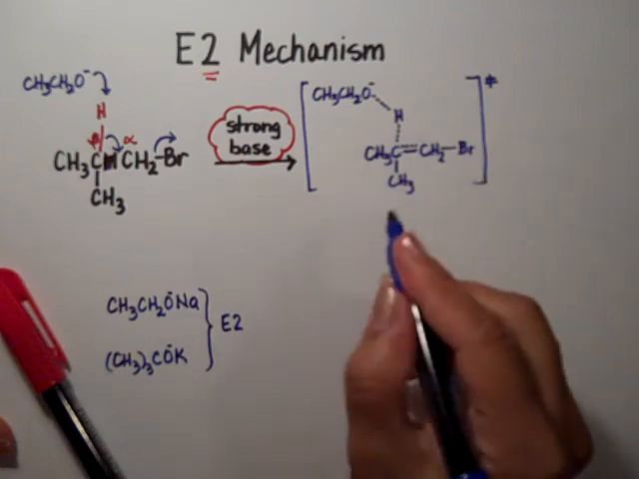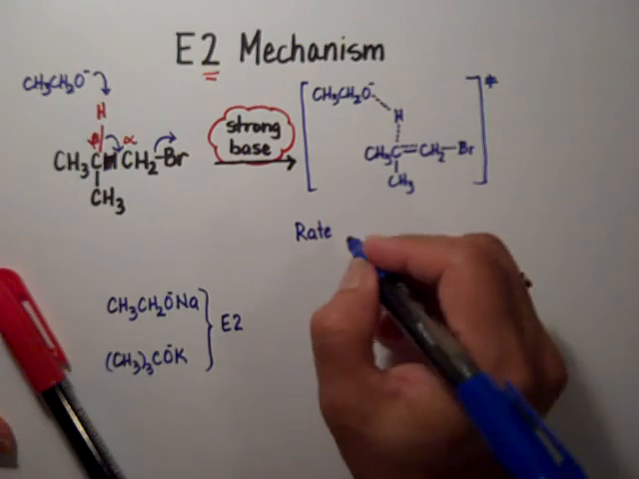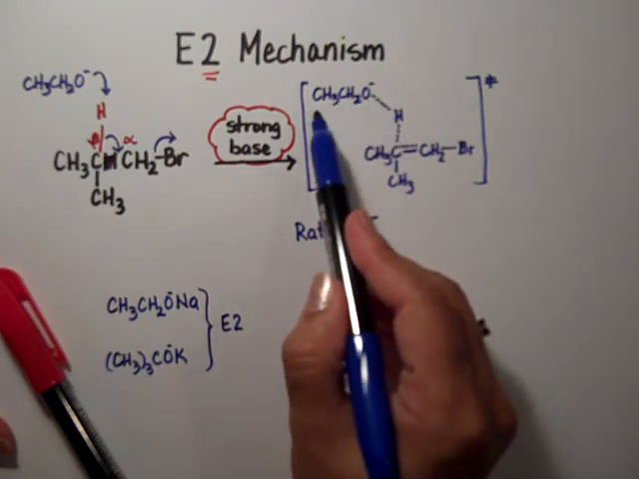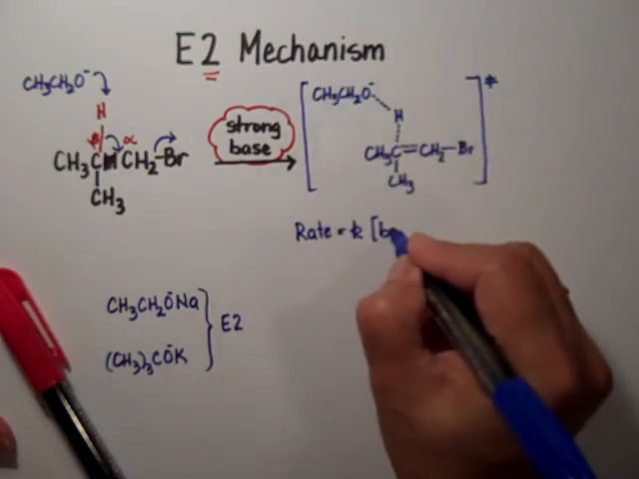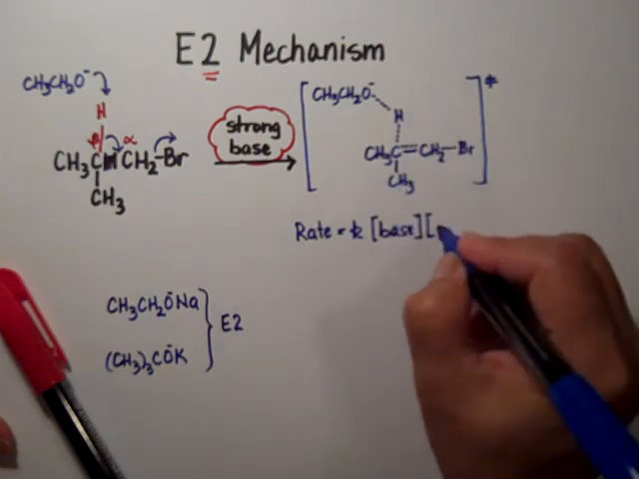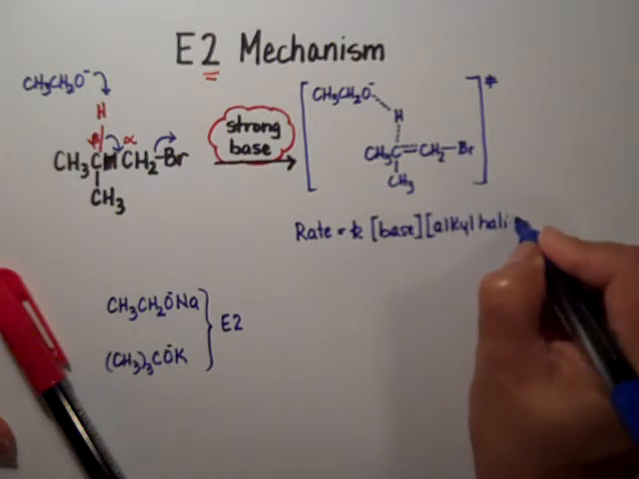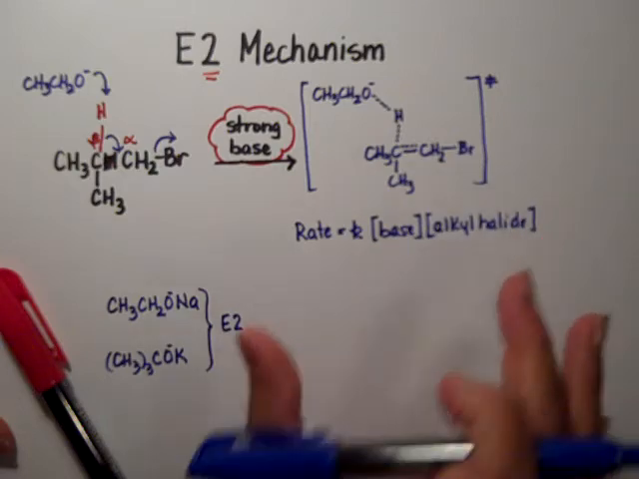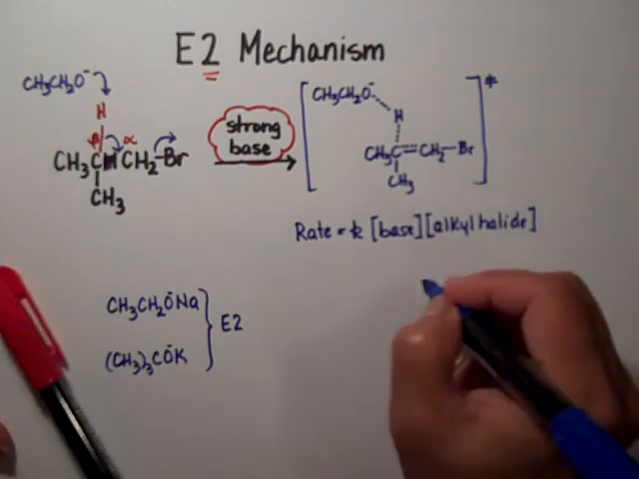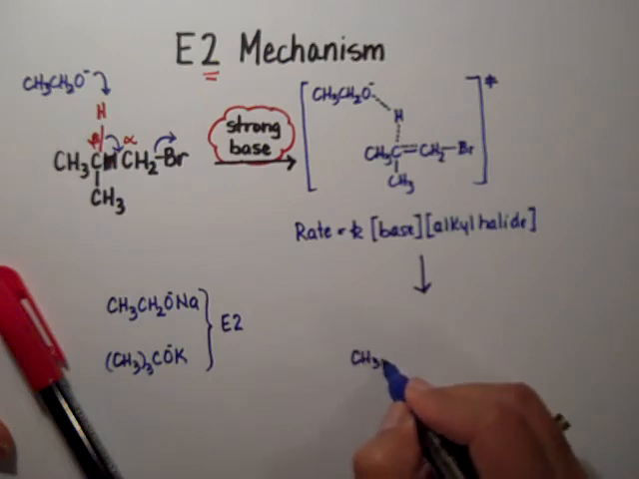And there's 2 molecules coming together, so the rate of the reaction, since this is the rate determining step, is going to depend on the concentration of my strong base and the concentration of the alkyl halide that I have. So the rate of the reaction depends on the concentration of 2 molecules, and that's why it's a bimolecular reaction. Eventually, of course, I will finish making and breaking bonds.